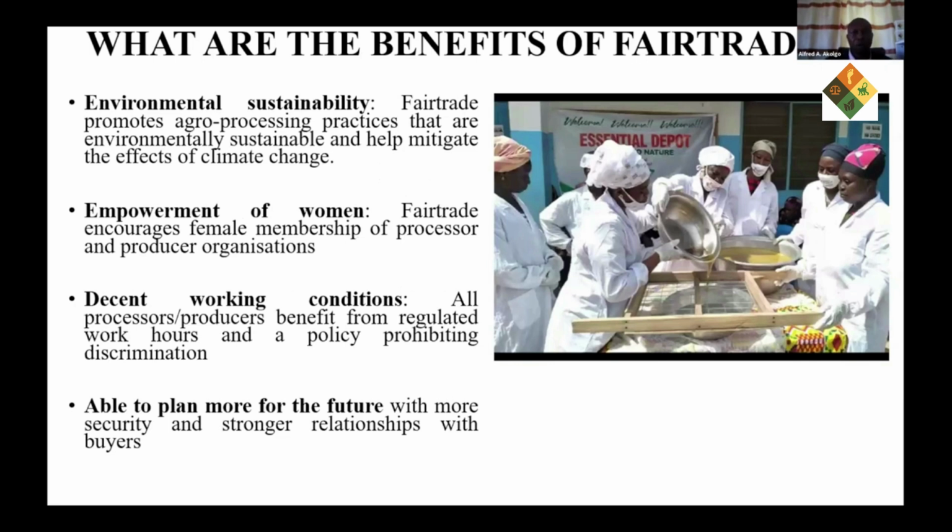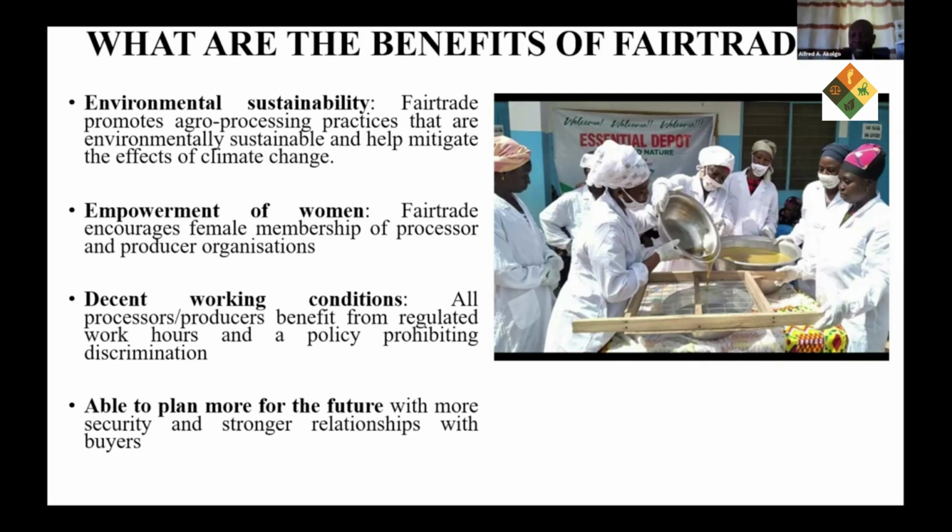And then we also ensure environmental sustainability. Fair trade promotes agro-processing practices that are environmentally sustainable and help mitigate the effects of climate change. As part of our requirements, we prohibit the use of shea trees for production of butter. Indiscriminate felling of shea trees is one of our principles that we forbid.